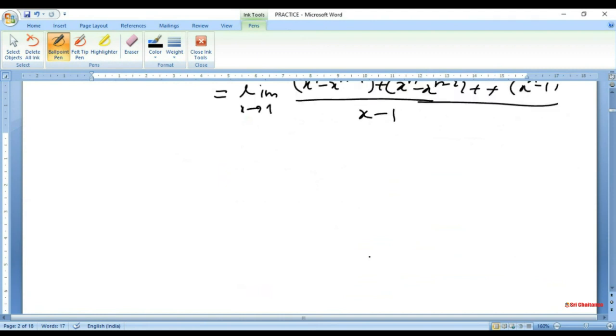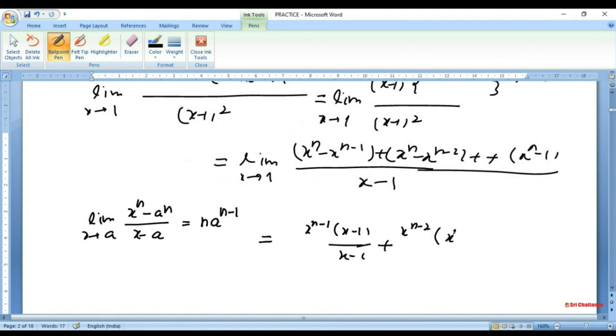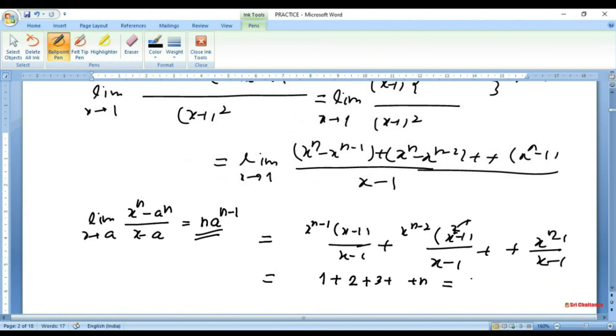Now we will use everywhere the limit as x tends to a of (x to the power n minus a to the power n) upon (x minus a). It's again a standard limit, and that equals n times a to the power n minus 1. Using this one, I can write this now because I can take common this x^(n-1) here. You get (x minus 1) upon (x minus 1). x^(n-2) is common, (x squared minus 1) upon (x minus 1). And the last term is (x^n minus 1) upon (x minus 1). If you apply this formula repeatedly and put the limit 1, this number gives you 1. This gives you 2 because this exponent is 2, all the way 3 until n. And so you get n times (n plus 1) over 2. And that's my final answer.